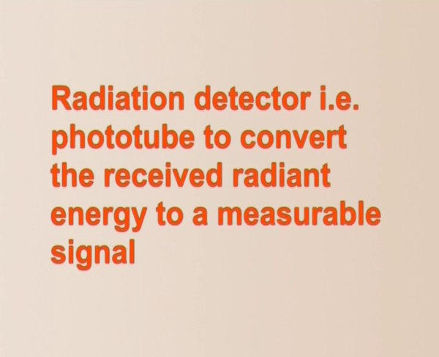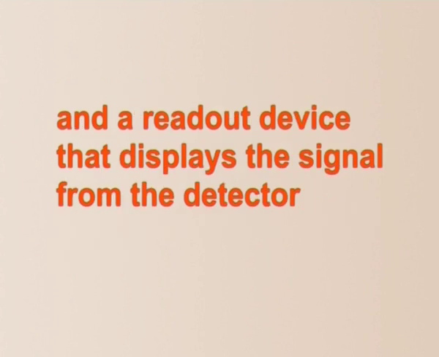Radiation detector, that is a phototube to convert the received radiant energy to a measurable signal, and the readout device that displays the signal from the detector. The energy source is to provide a stable source of light radiation, whereas the wavelength selector permits the separation of radiation of the desired wavelength from other radiation.